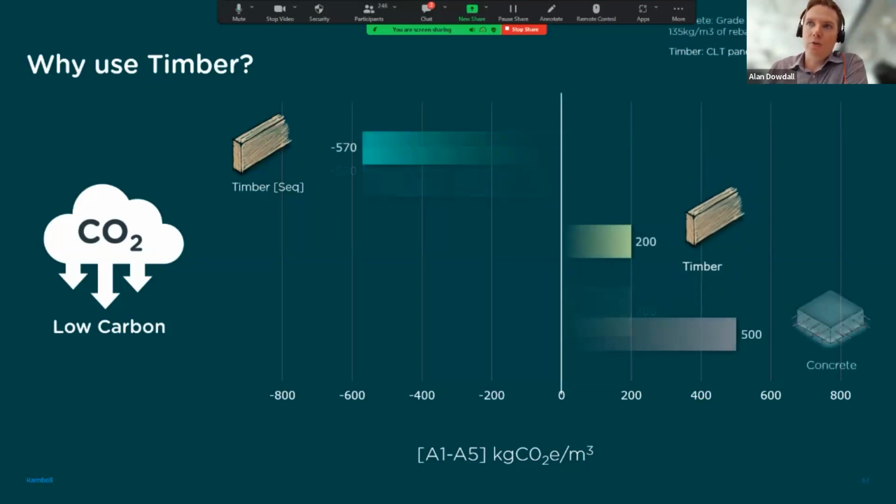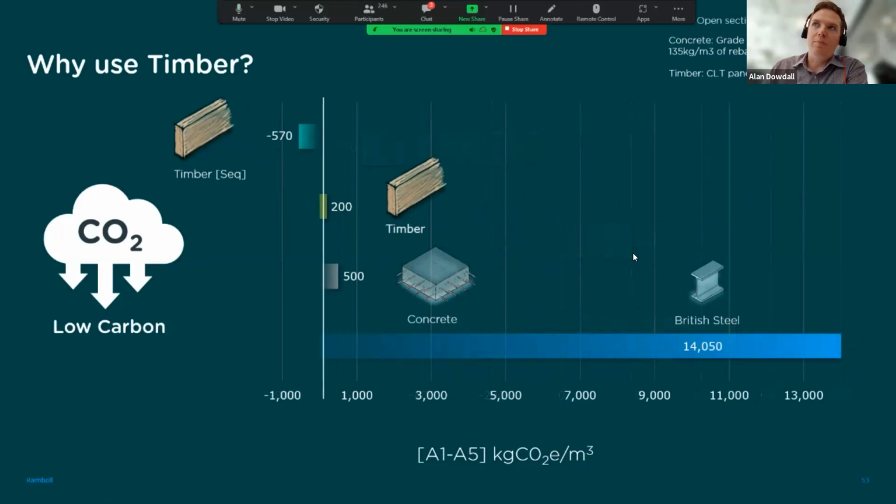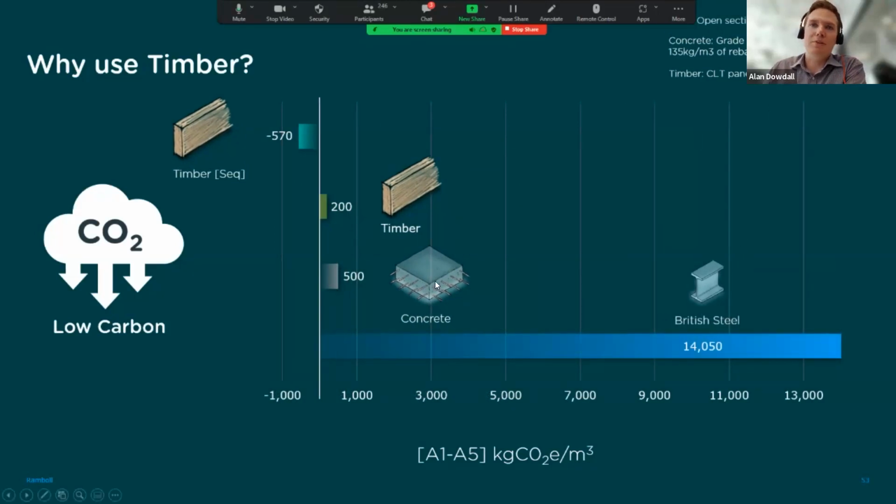If we compare that to concrete, and I'm using a typical grade concrete with an average, typical amount of cement replacement, you can see there's quite a difference in the material. These are meter cube rates, but the changes when you look at a floor plan between the concrete and timber are not too dissimilar to what you see here. If I compare that to British steel open sections, it's quite a jump. And if I'm honest, I'm being a little bit disingenuous to steel here, because you don't really use meter cubes of steel, billets of steel, when you're building. They're fine-tuned products to work as efficiently as possible.